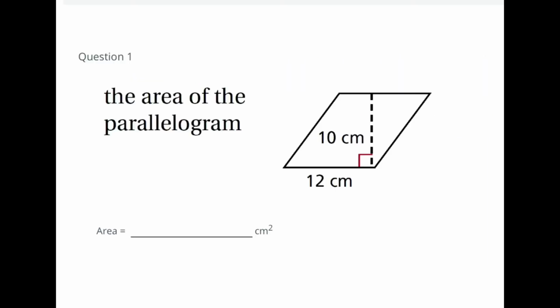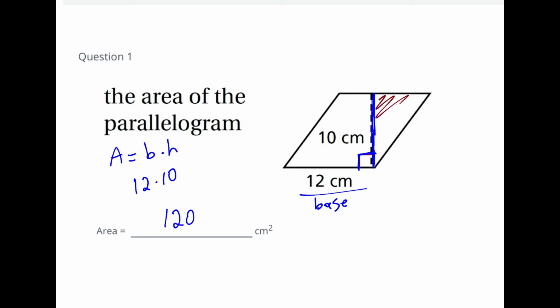This video is going over 9.1. Number 1, area of a parallelogram. The formula is that area is equal to base times height. This is our base down here. And for height, we want the line that forms a 90-degree angle with the base. So that's going to be 10. So just 12 times 10, the answer is 120 centimeters squared.